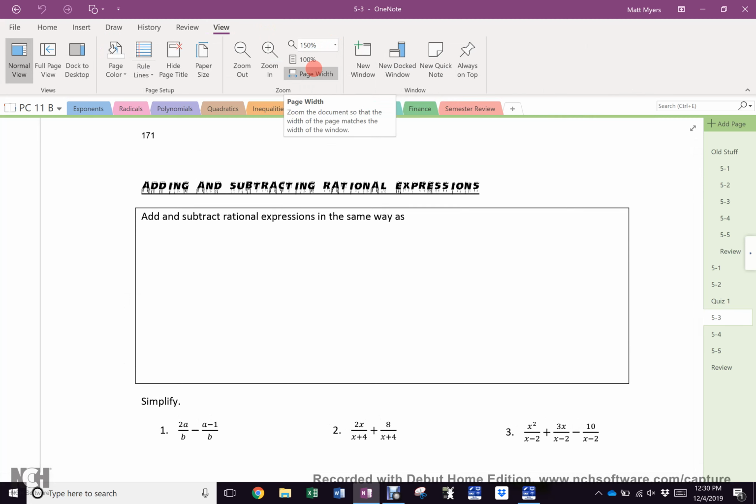Adding and subtracting rational expressions. You are intelligent young people. Multiplying and dividing rational expressions is exactly the same as fractions, yes? So, what will adding and subtracting be? Exactly the same as fractions, although, unlike elementary school, when you started with adding and subtracting, I started with multiplying and dividing because that's the easier one. You're still scared of adding fractions.